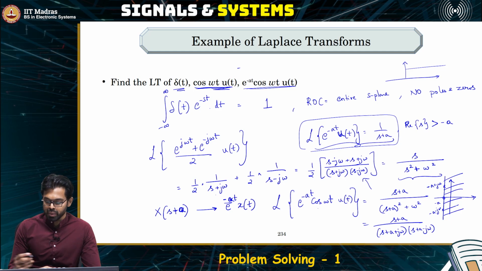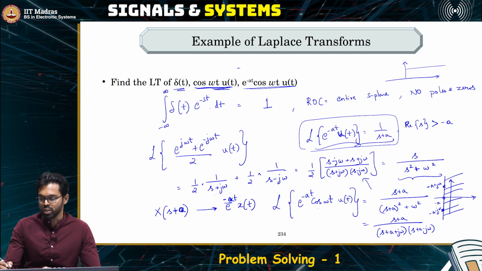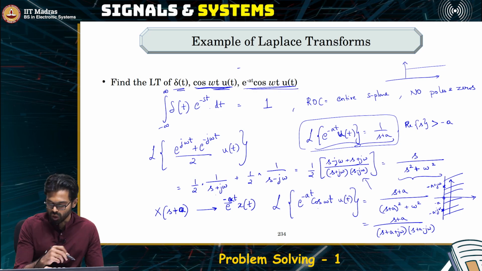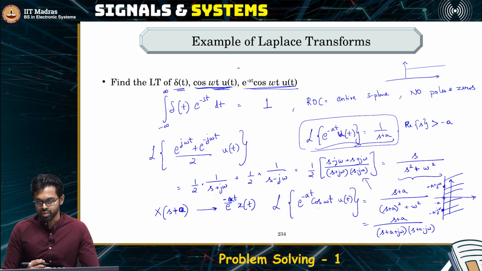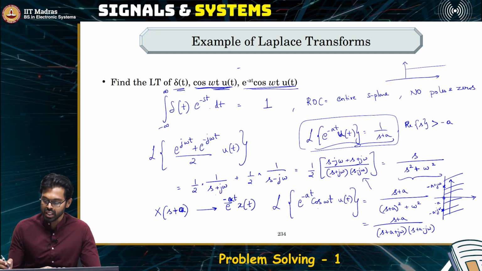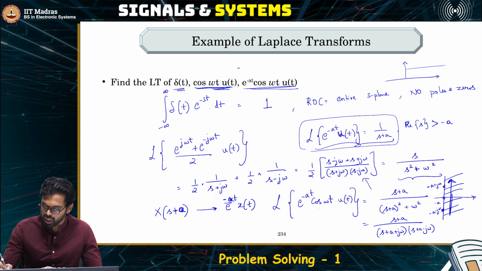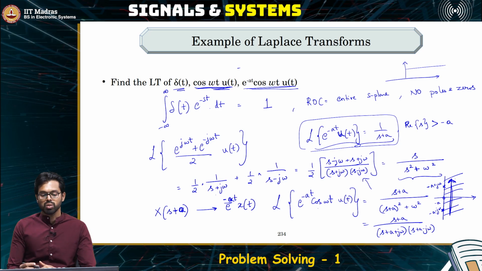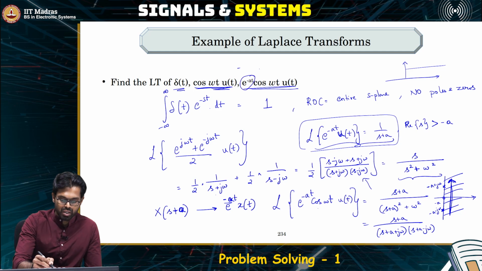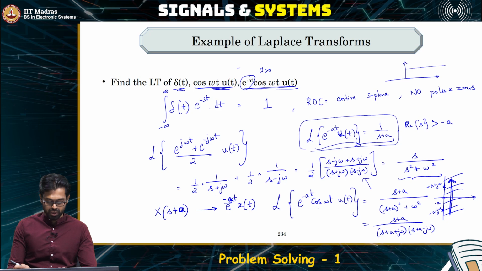Now can we comment about the system? The ROC is right of the rightmost pole, so it is causal. Obviously these signals are causal, so we know that if this is the impulse response of a system, it has to be causal. Now what about the stability? This includes the j omega axis, so the system now becomes stable. So the addition of the e power minus at term, where a is greater than 0, actually makes the system stable.